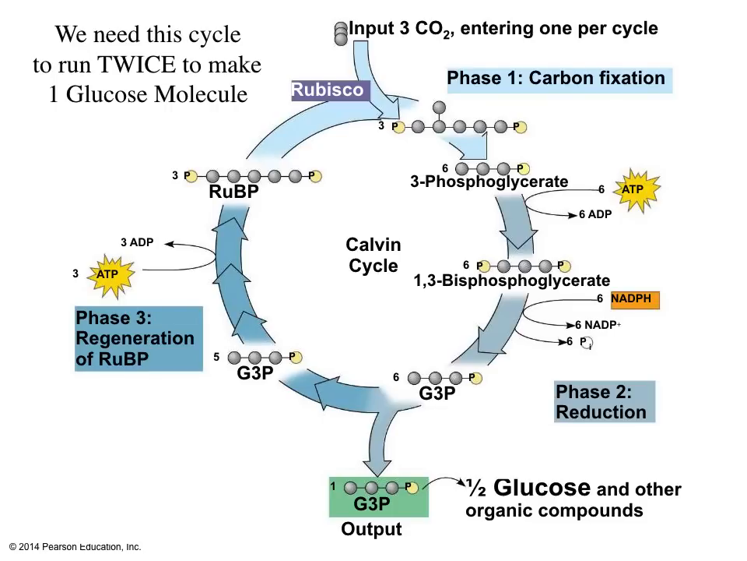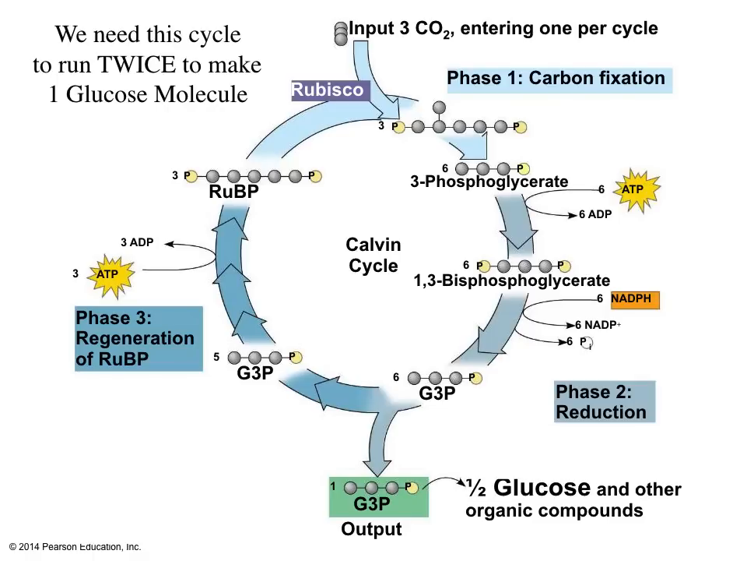I'm not going to ask you to memorize how many of these ATPs enter and where they enter. I just want you to remember that ATP is a major reactant of the Calvin cycle, and NADPH is also a major reactant of the Calvin cycle, and the byproducts are, of course, their sister products, which are ADP and NADP+.